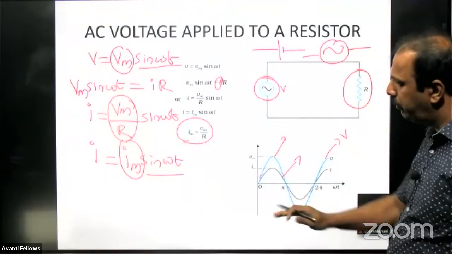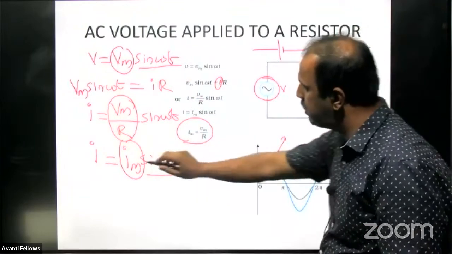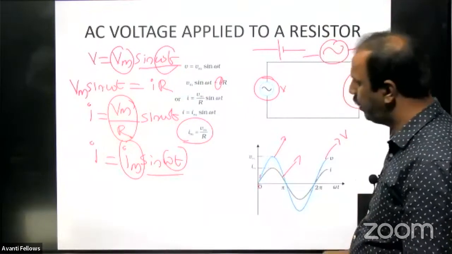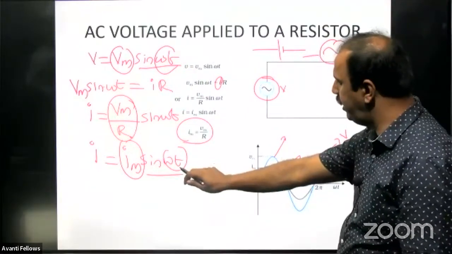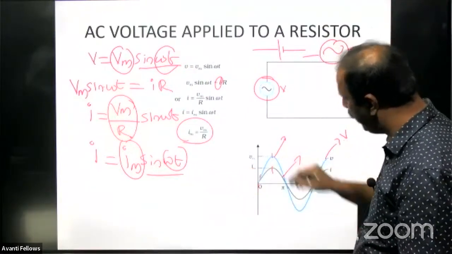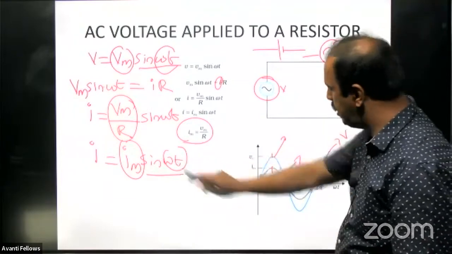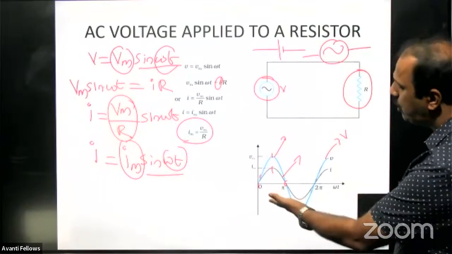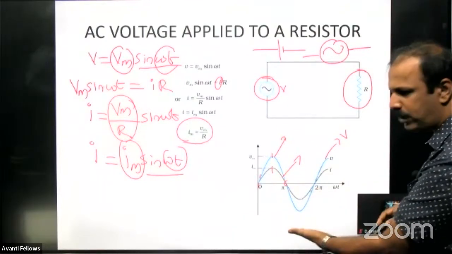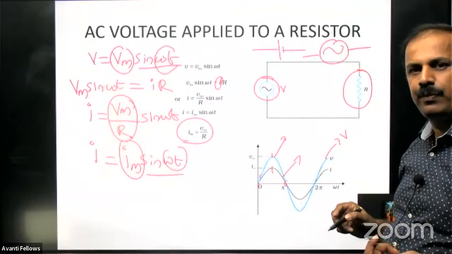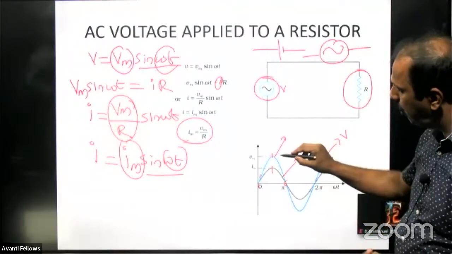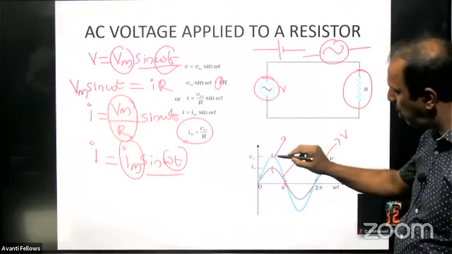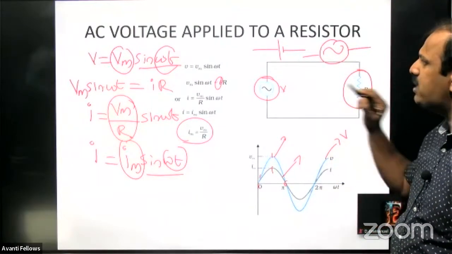You see here, in both equations, when omega t is 0, both are at 0. When omega t is 90 degree or pi by 2, both are at maximum. And when it is at 180, both are at 0. So we can say when it goes maximum, when it goes to 0, when it goes to the negative maximum or minimum, that is the same. So the meaning is the voltage and current are in phase. That is, there is no phase difference between them. So that's the first point.